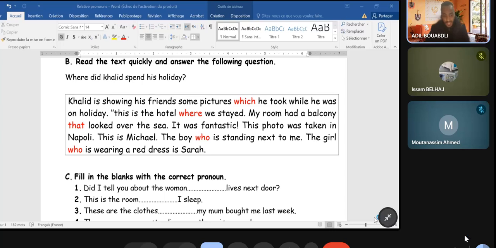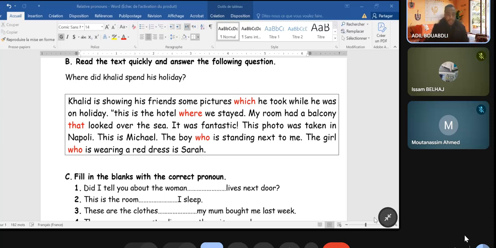And the second sentence we have the girl. So this means that we use who with people. For example, you can say this is the boy who gave me some money yesterday, or this is Khalid who helped me yesterday, or the children who are standing over there are my children. So we are using who with people.